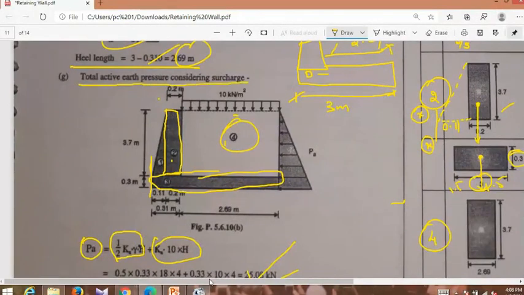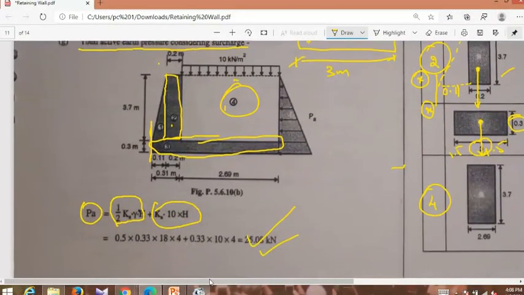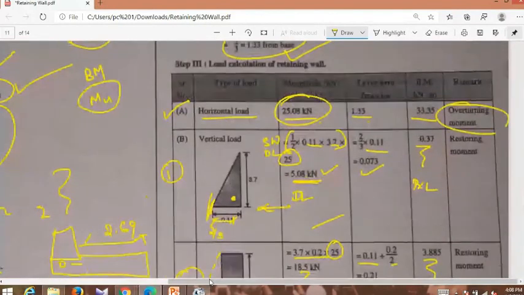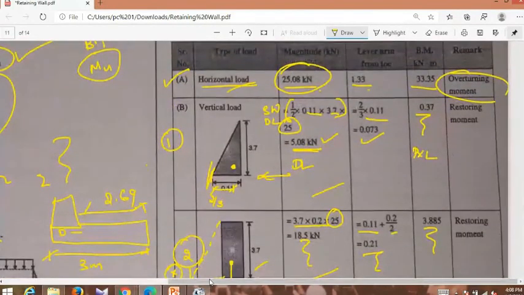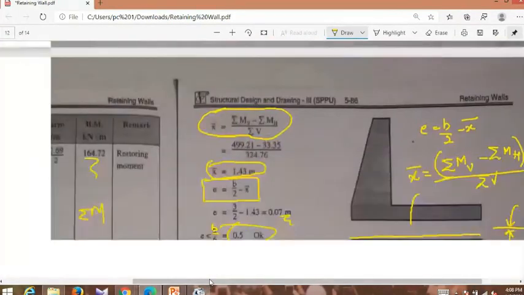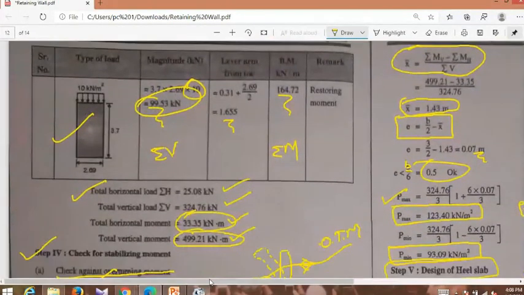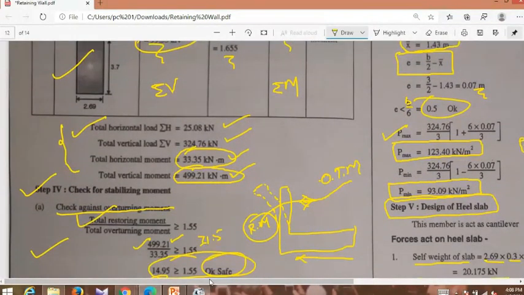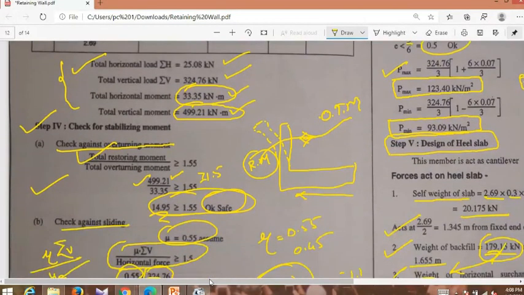Then what we have to do? Total earth pressure considering all the surcharge loads. Same procedure. Divide into number of sections. Determine the horizontal loads, vertical loads. After doing all those, just do the summations. Summation of horizontal load, summation of the vertical load, total horizontal moment, vertical moment, and everything.